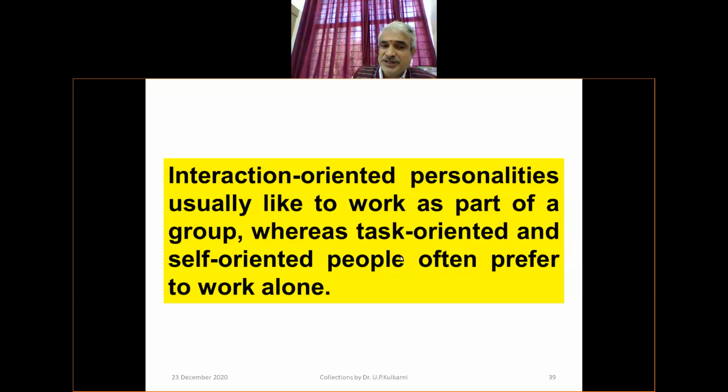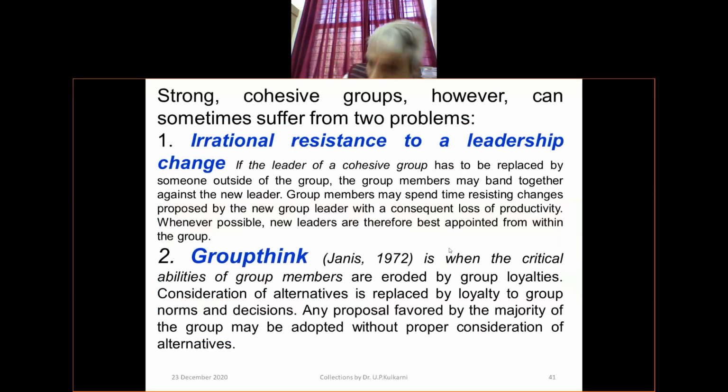But if self-oriented personalities are not balanced, they may focus on their own gain and fame, and there is a likelihood that they may get derailed and go on a different track. So mixing task-oriented with interaction-oriented personalities is a good combination that we can get into. So let me summarize all these things and quickly get into the next topic, right?